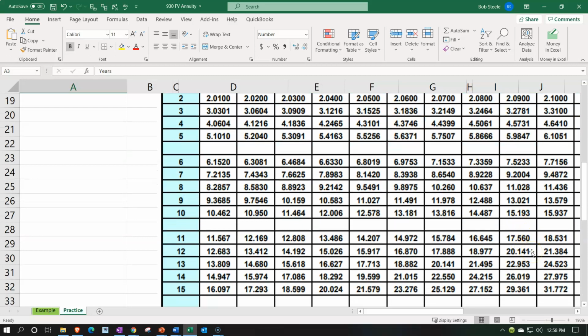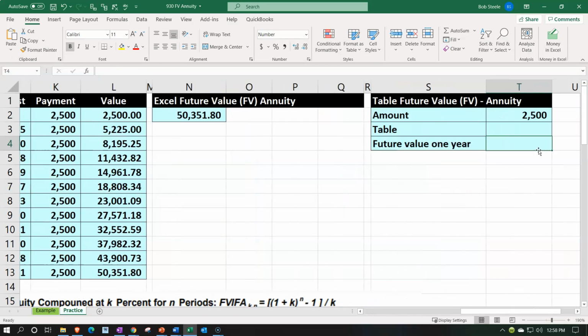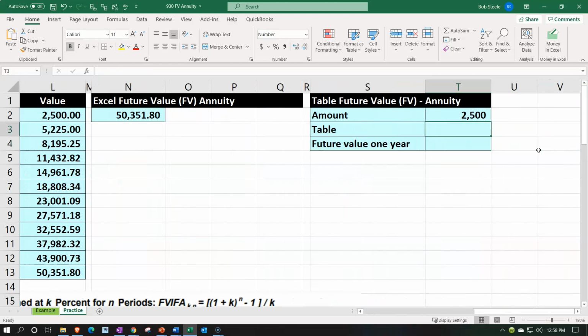There's the 20.141. Adding some decimals, home tab, numbers, decimals, and underline, home tab, font, underline, multiply. This equals 2,500 times the 20.141. Adding a couple decimals, home tab, numbers, decimals, and it's pretty close, a little bit different due to rounding.